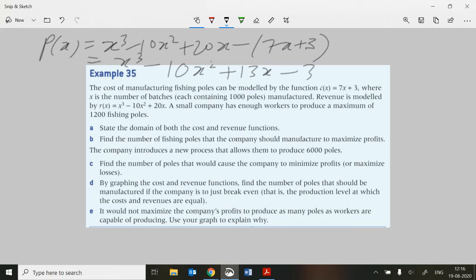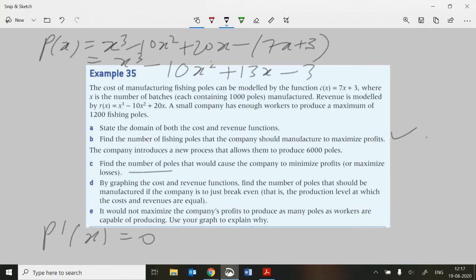And now we need to maximize that. And now that's an easy problem for you to do, so I'm not going to take that further. This is now finding what is p dash of x and set it equal to 0. Okay, so that's that done. And then in the next part, it says the company introduces a new process that allows them to produce 6,000 poles. Okay, well, we've still got this function here, it seems.